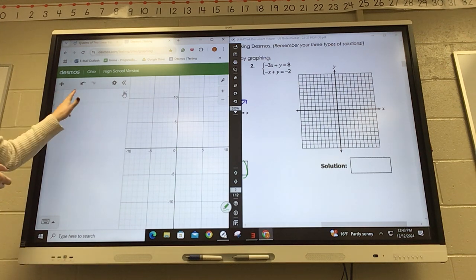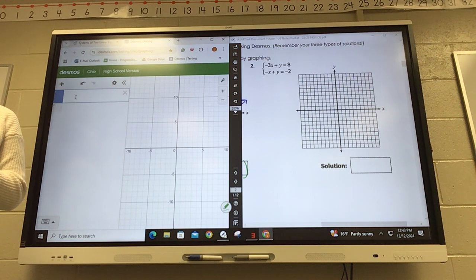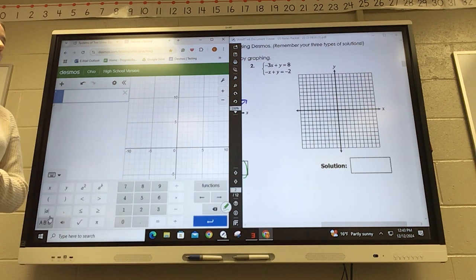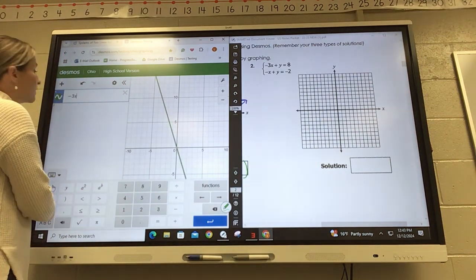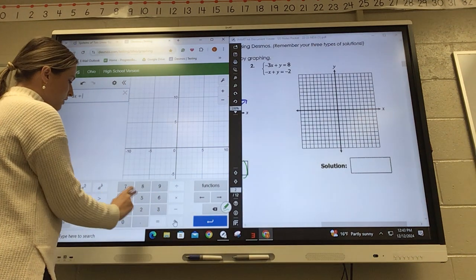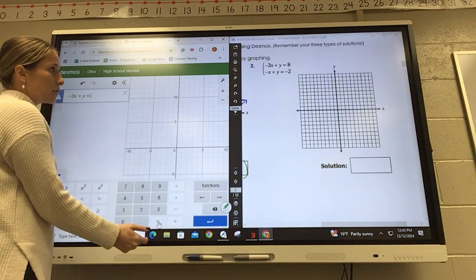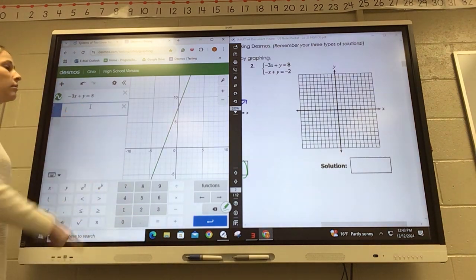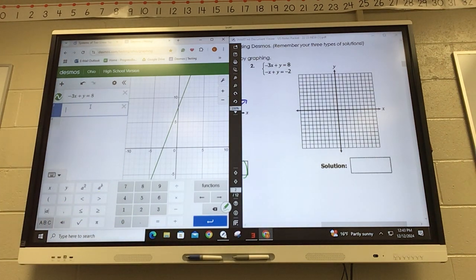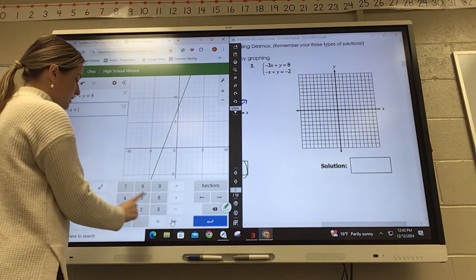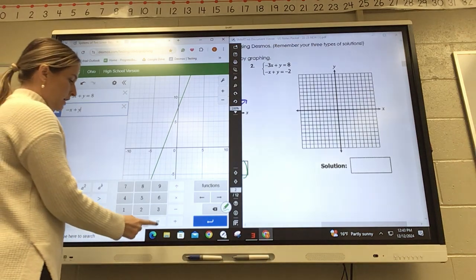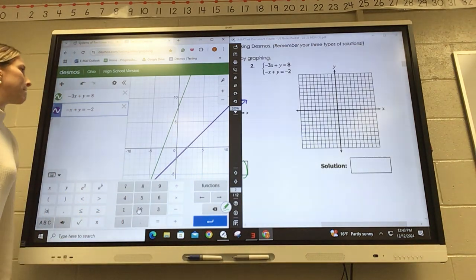All right. When you use Desmos, the part that I like is you don't have to convert. You can leave it exactly as it looks on your paper. So I'm just going to do -3x plus y. Even though I know how to change it, I'm not going to risk making any mistakes on my end. Line 2, same thing. Just leave it as it is. -x plus y equals -2.